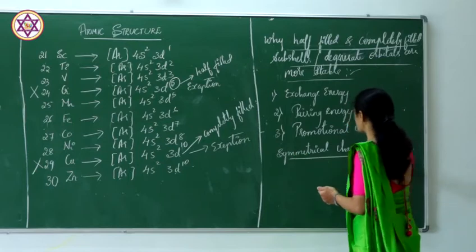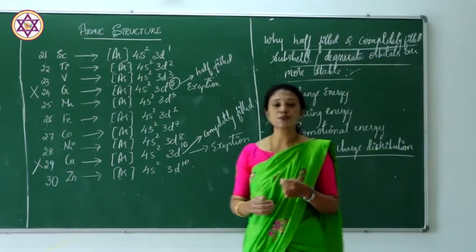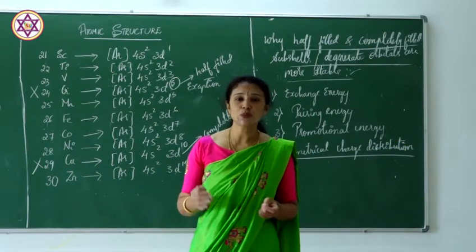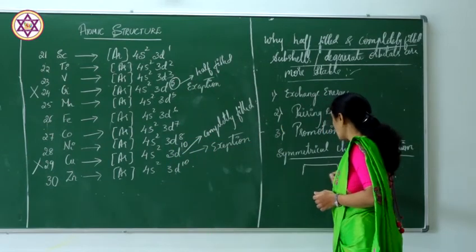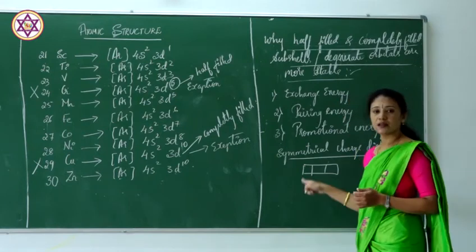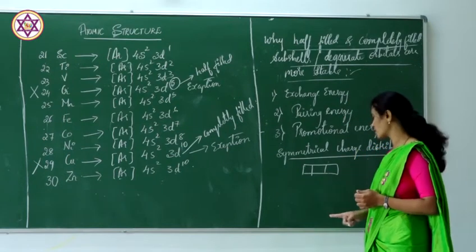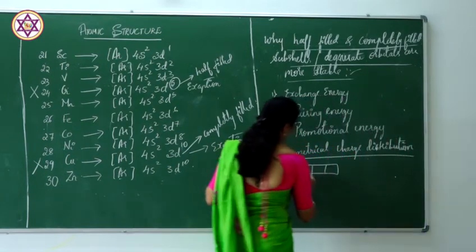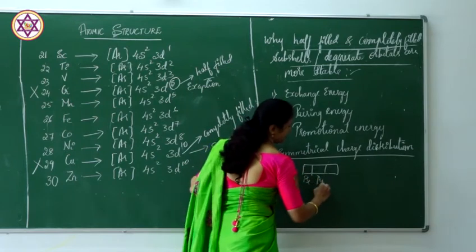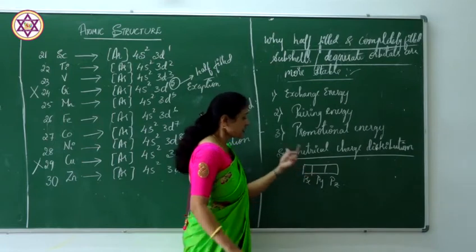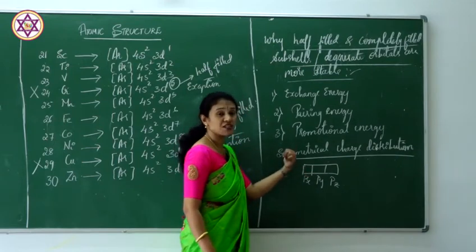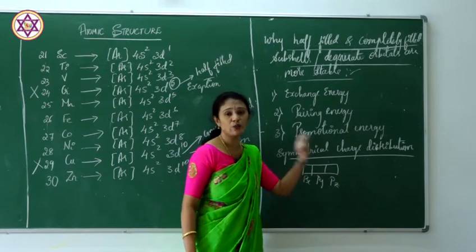Symmetrical charge distribution means what? You are going to distribute the electrons equally in the subshells. If I take the P subshell, how many degenerate orbitals are there? There are 3 degenerate orbitals, that is Px, Py and Pz. If I want to say it is symmetrical, it means each should have 1 electron.